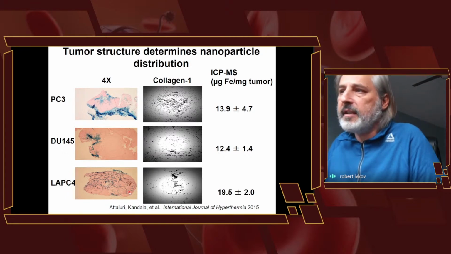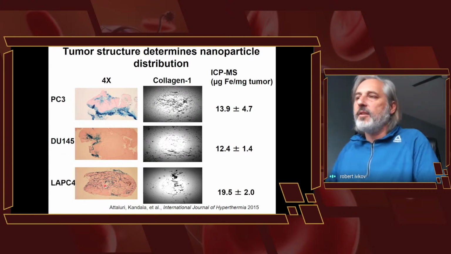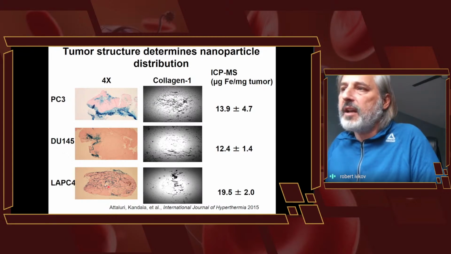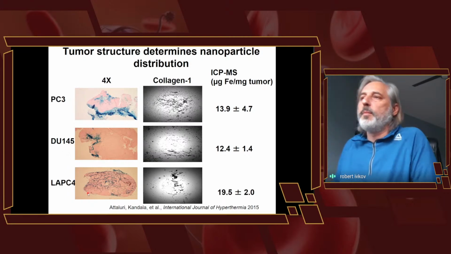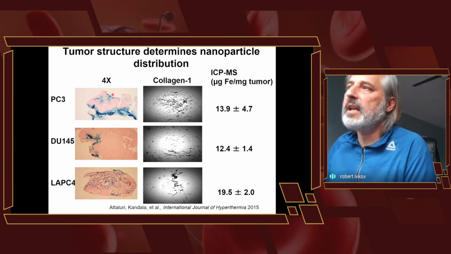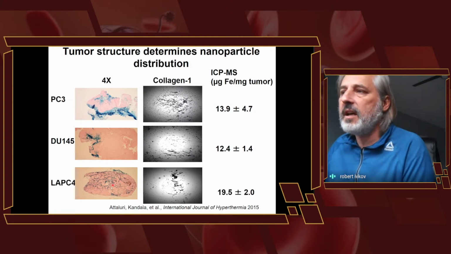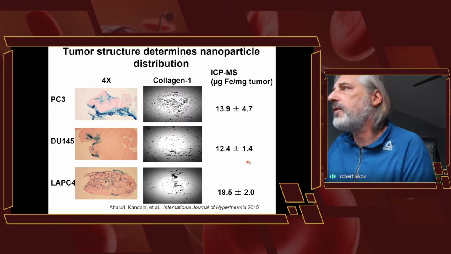LAPC4, interestingly enough, gave us what I would call an ideal distribution for nanoparticle hyperthermia, in the sense that we have aggregates of nanoparticles distributed more or less throughout the tumor. And these tissues are stained with Prussian blue, so the blue staining really does give a good indication of the nanoparticle localization.